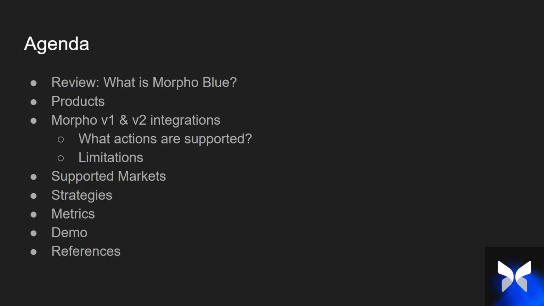So we will review what is Morpho Blue. We'll talk about what products are available. We will talk about, for Furucombo, the Morpho V1 and V2 integration. So what actions are currently supported and what are the limitations. We will talk about supported markets, strategies, some metrics, a short demo, and then just references for your information if you need to cite any of the things that are talked about in today's workshop.